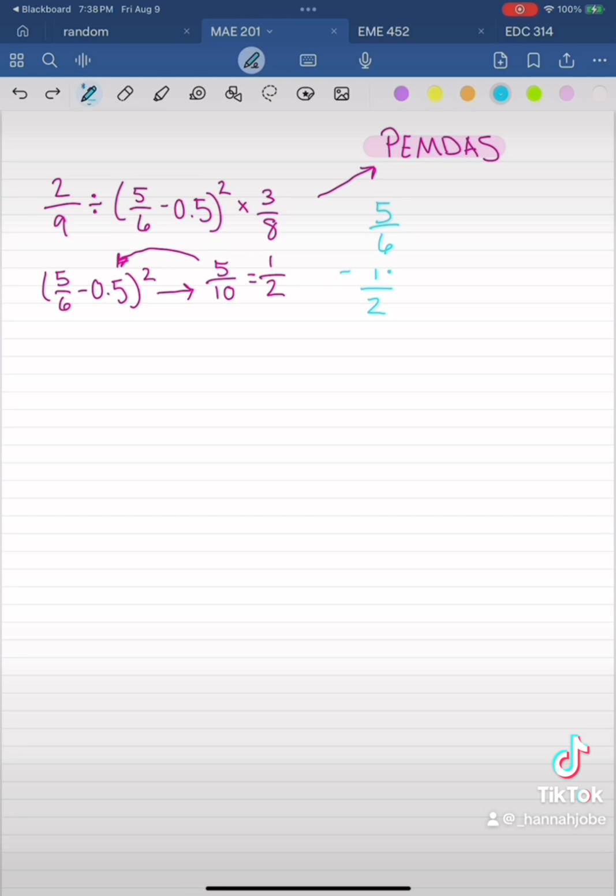Obviously we cannot subtract these two because the denominators are different, so we want to multiply by 3 to get the same denominator. 2 times 3 is 6, and 1 times 3 is 3. Then we can subtract and get 2 over 6. Now we want to simplify further and get 1 over 3, 1/3.